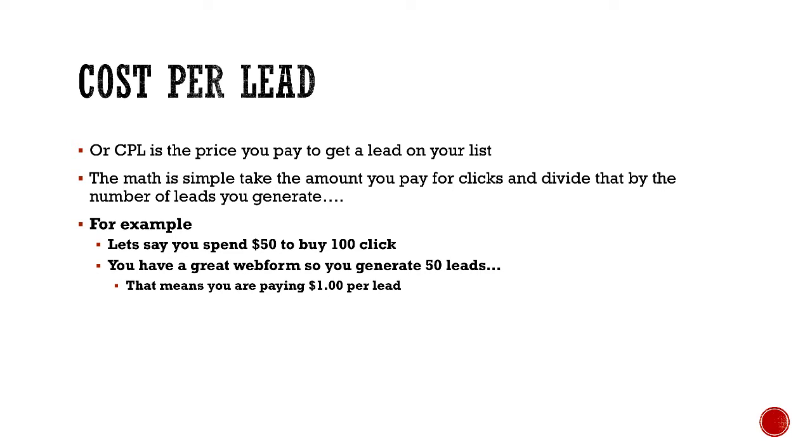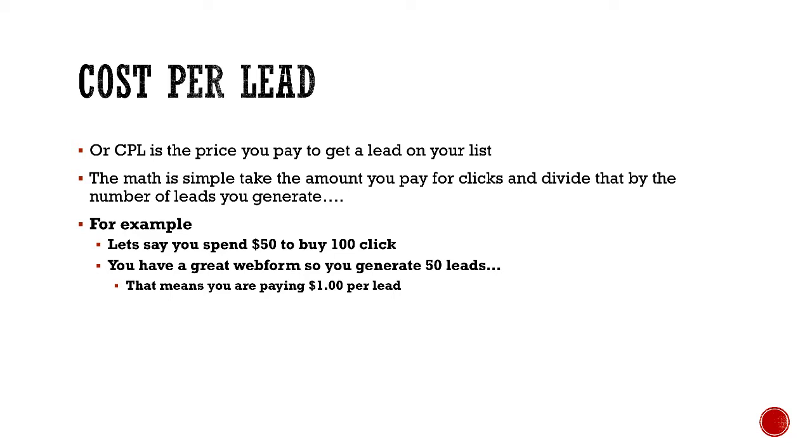It's the price you pay to get a lead on your list. Now, when I say a lead, I mean a list member. When I say data, I mean a list member. All these things are contained in what's called an autoresponder, which allows you to send out email. I could spend hours talking about different autoresponders and the best ways to do it, but I'm not going to do that. Okay, so the math is really simple on how to figure out your cost per lead.